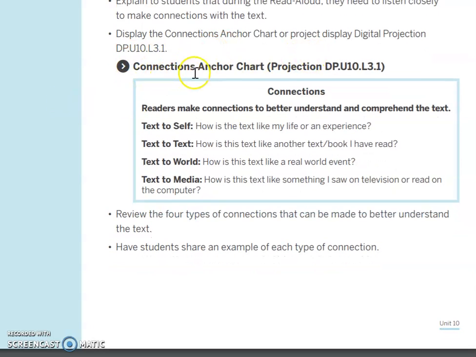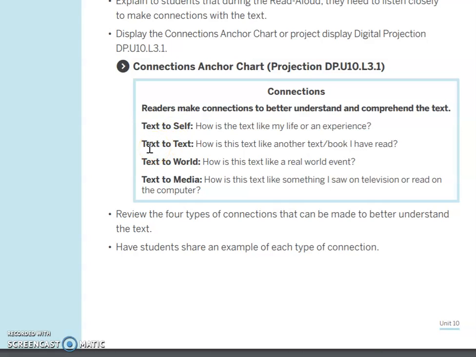So right here is our connections anchor chart. It says reader makes connections to better understand and comprehend the text. So the more you can connect with the text, the easier it is going to be to read it and understand it. So some ways we connect: text to ourselves. So how does the text make you feel? Or maybe you can think of an experience that happened when you read it.